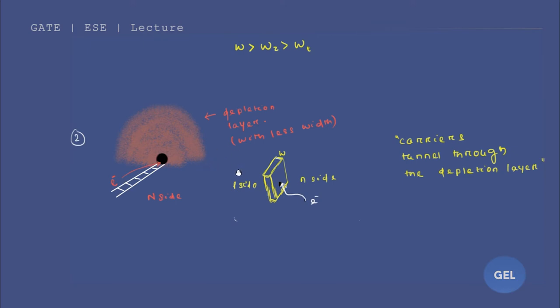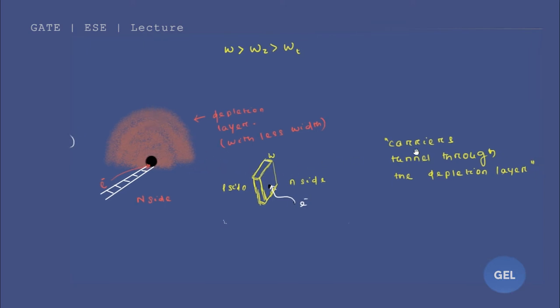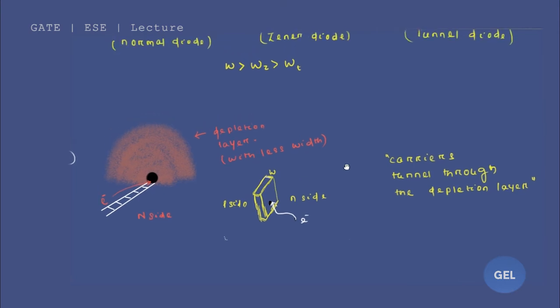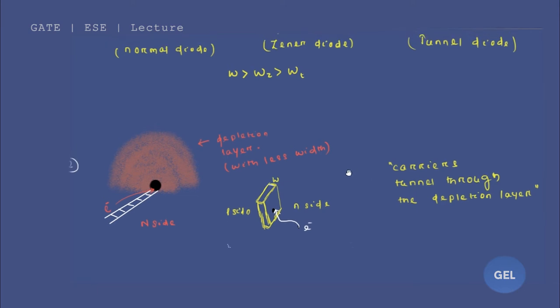Sir, why does this tunneling happen, sir? Carriers get tunnel through this depletion layer even if the influence of the electric field is there, but that is not sufficient to stop the movement of carriers, because of the width of this depletion layer. This is very, very small. So it becomes easier for carriers to tunnel through this depletion layer from one side to the other side.